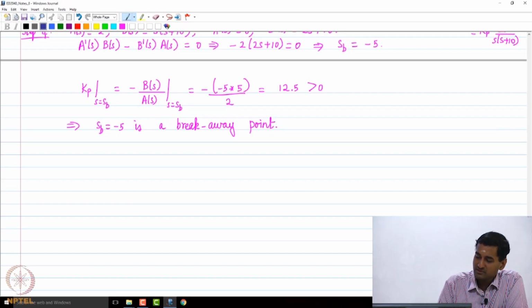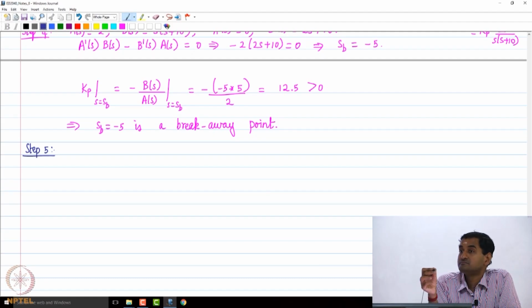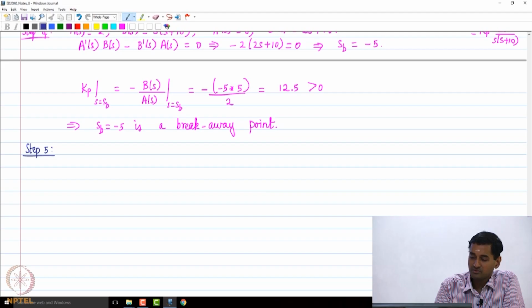Okay, so what is step 5? We will go step by step, right? Step 5 was to get the angle of departure or angle of arrival, right? But it does not apply here, because there are no complex open loop poles or complex open loop zeros here. So step 5 does not apply for this problem. So let's look at step 6.